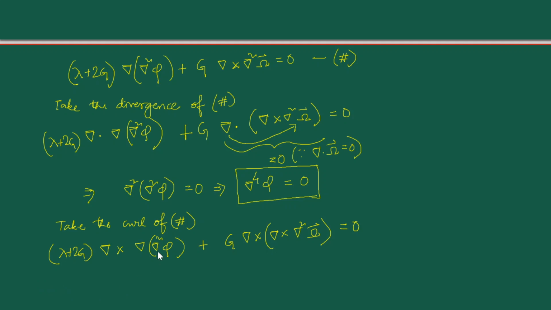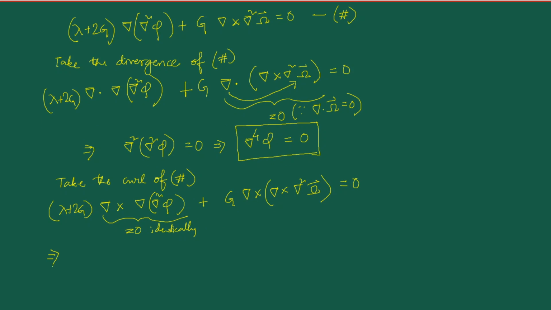First of all, you note that this phi is a scalar. The Laplacian of phi is a scalar. So this is basically the gradient of a scalar, and we already know that the curl of the gradient of a scalar is identically 0. So in the next step, all that you have to worry about is this thing. Now please note that this is again in the form curl of a vector. Why is it a vector? Because omega vector, of course, is a vector, and the Laplacian of a vector is again a vector. So this is basically the curl of a vector.